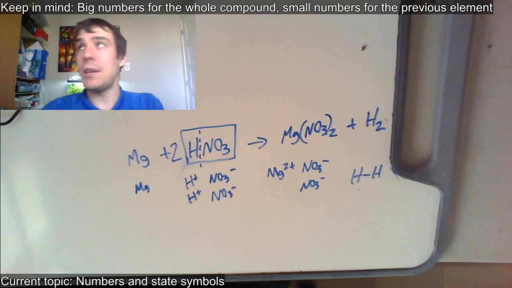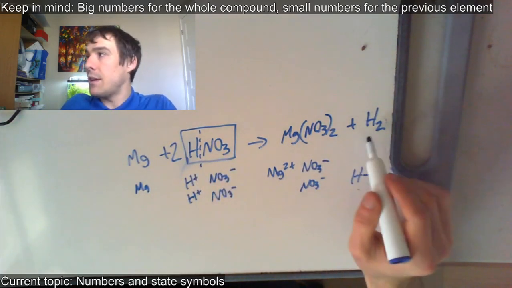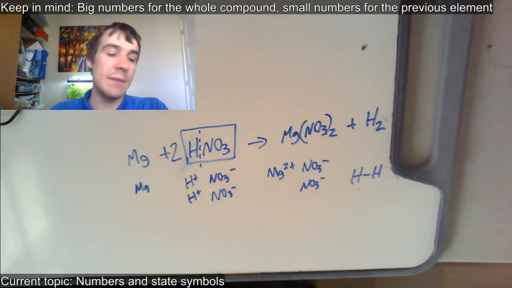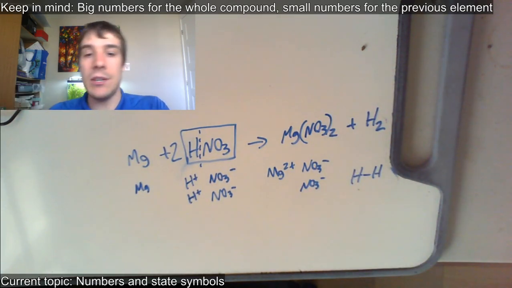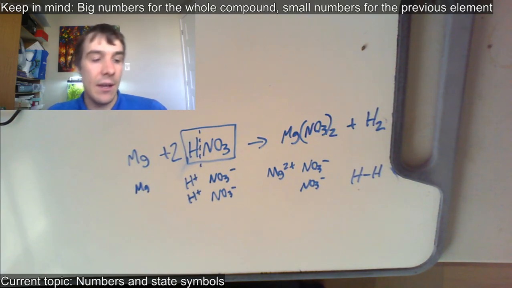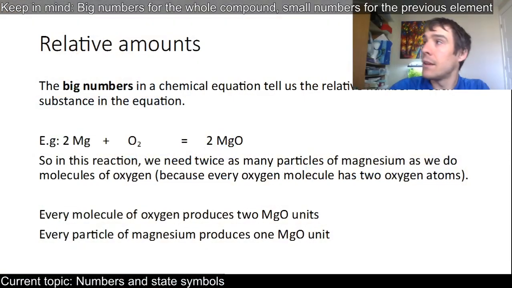It's the only thing we can change in a chemical reaction. If we change any of these little numbers, the chemicals themselves are going to change. The compounds themselves are going to change, and it's going to be a different reaction now. So we're not talking about the same reaction. We can only change these front numbers.